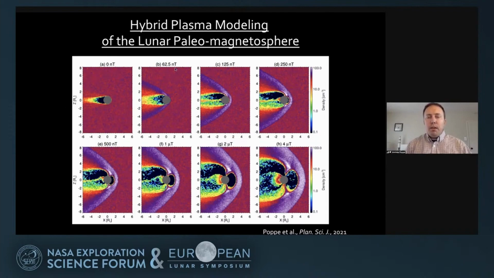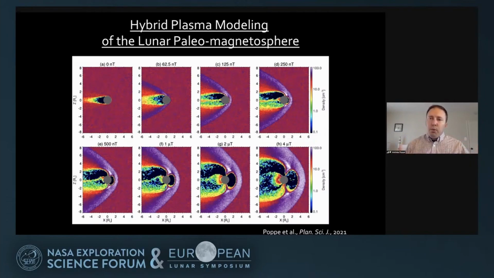If we then turn on the paleomagnetic field starting at a fairly low value, only 62 nanotesla or so, and increase it by factors of 2, as we get all the way up to 4 microtesla, you can see a nice suite of growing configurations of the lunar paleomagnetosphere. The closest one we get is about 4 microtesla. This is very close to the estimated value in the middle of the moon's lifetime of about 5 microtesla. So this is generally close. This lower right panel is generally close to what we think the median value for the moon's magnetosphere was for most of its lifetime.